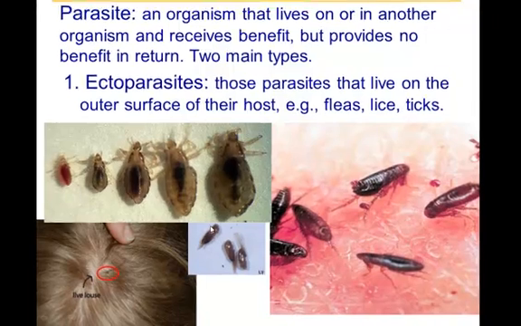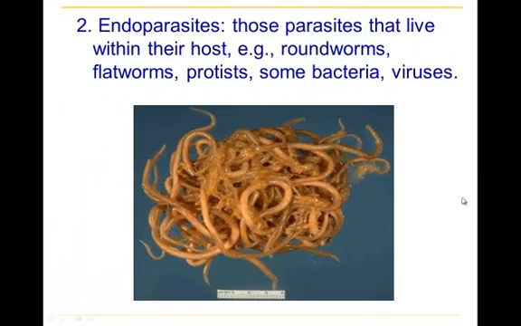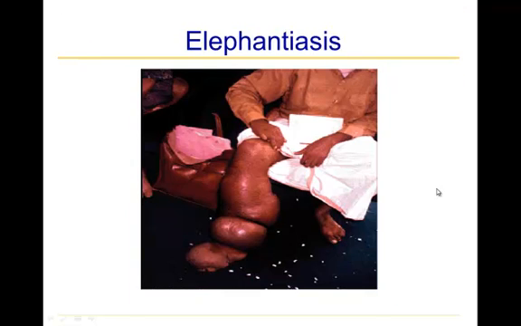We can look at a second category of parasites. These are called endoparasites. These are parasites that live within the body of their host. Think of things like worms, roundworms, flatworms, some protists, such as the one that causes the disease malaria, bacterial infections, viral infections. These are all examples of endoparasites, organisms that are living inside their host rather than on the outside of the body. This picture here is a mass of roundworms or nematodes that were taken out of the intestine of a vertebrate animal.